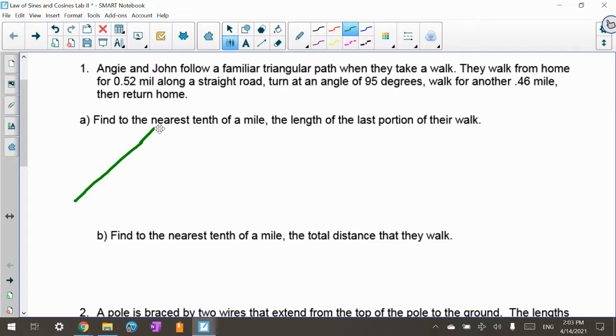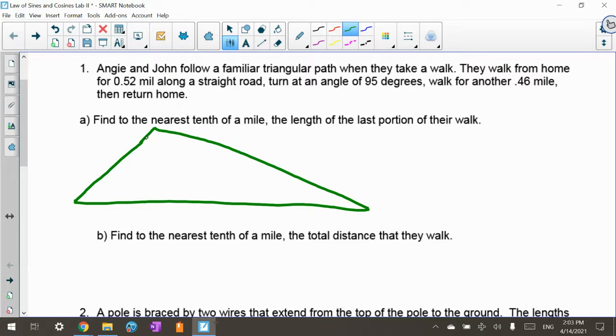So a right angle would kind of go like this. So I'm going to make it more like this. And then here's my triangle. So they turn at 95 degrees. So here's my 95 degrees. Now remember, my triangle might not look as good as what I'm putting here.